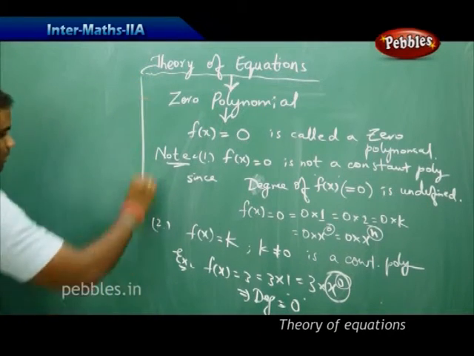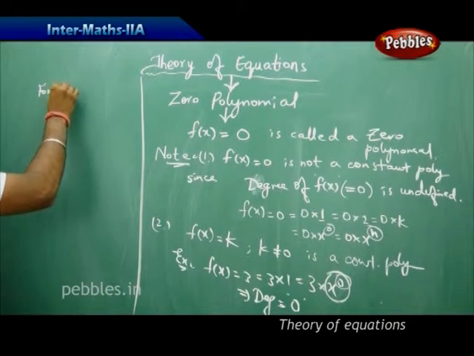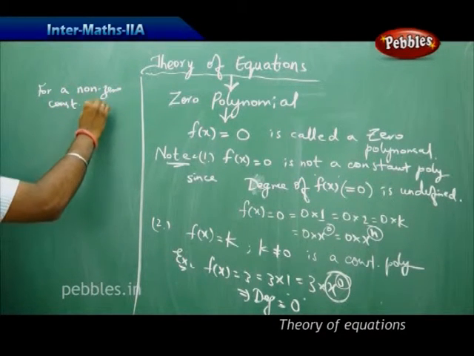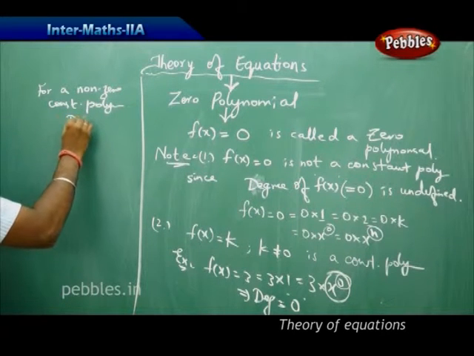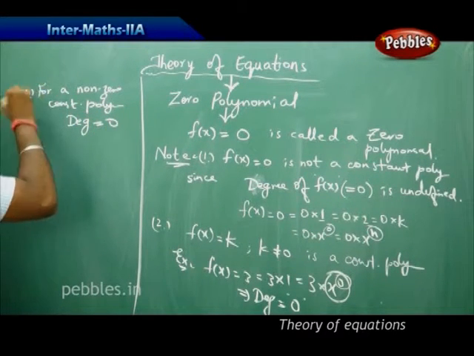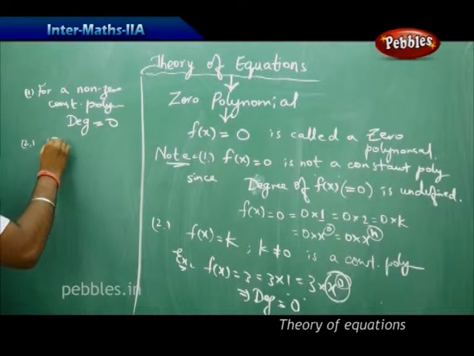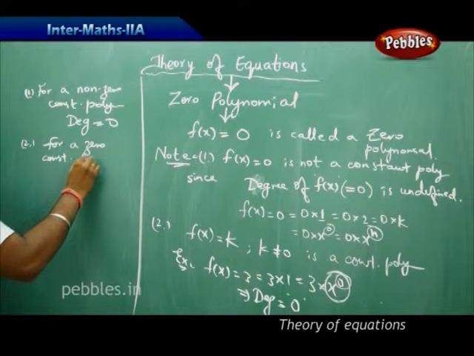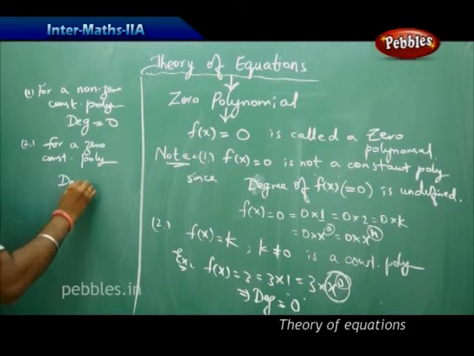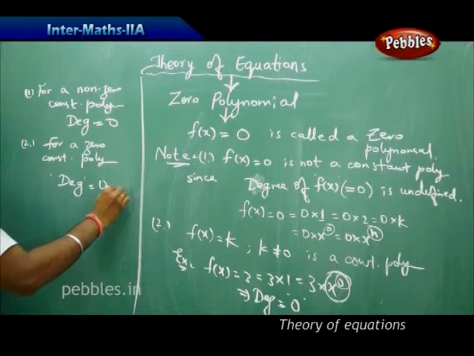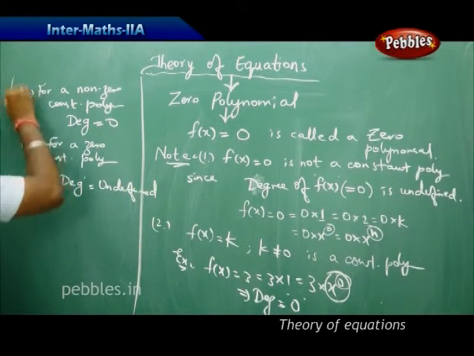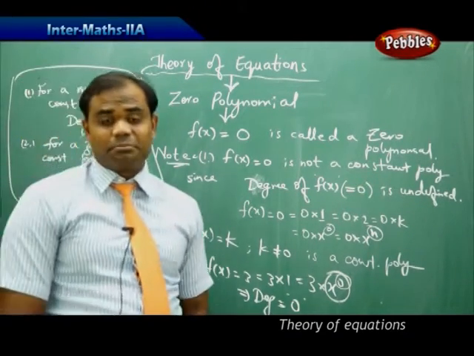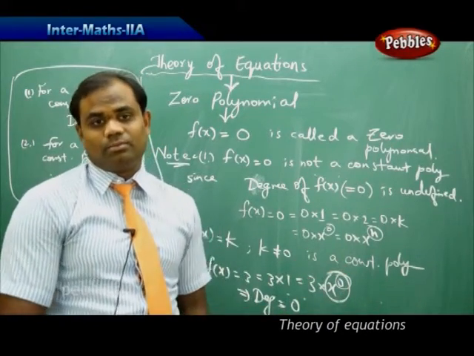So the learning outcome here is that for a non-zero constant polynomial, degree is 0, and for a 0 polynomial, degree is undefined, is how we understand the properties of differentiating between the constant polynomial and the 0 polynomial.